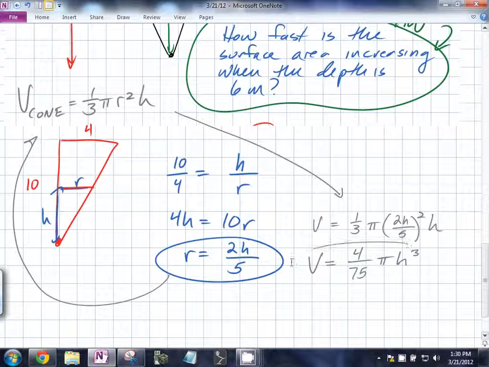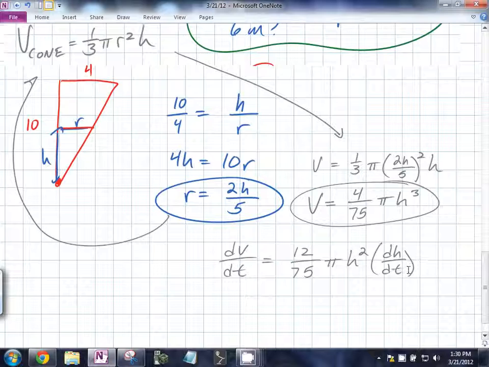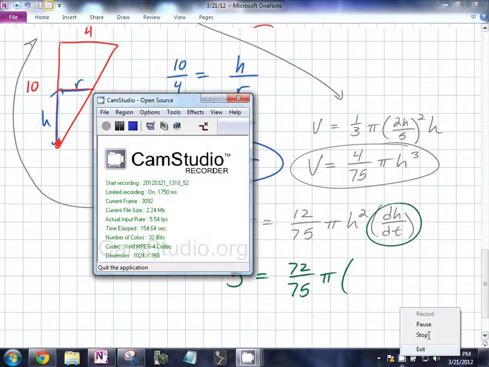At this point, we can differentiate with respect to t, time. So dV/dt is going to equal what? 12 over 75 pi h to what power? 2. Times dh/dt. Which one are we solving for? dh/dt. We're solving for dh/dt right there. So we need to plug in values for everything else. Do we know what dV/dt is? What is it? 5. 5 equals 12 over 75 pi... so it is 5 over 4 pi.